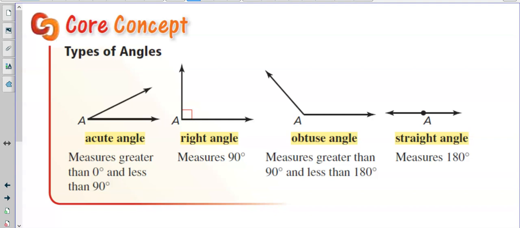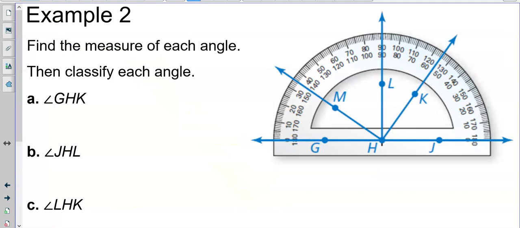Now, there's 4 types of angles. We have acute, which is a cute little angle, less than 90. We have a right angle. It's 90 degrees, like most corners, all right? Obtuse means bigger, greater than 90, but less than 180. And then you have 180, which is called a straight angle. All right? So find the measure of each angle, again, like we already did earlier.